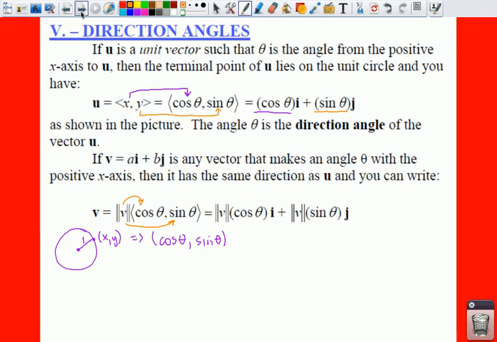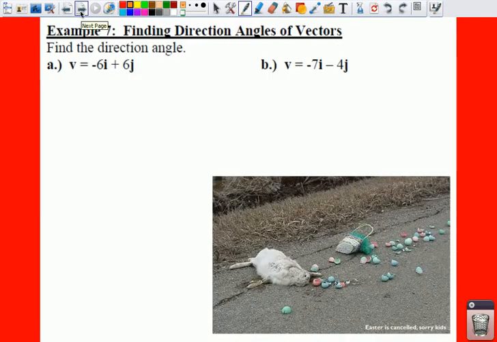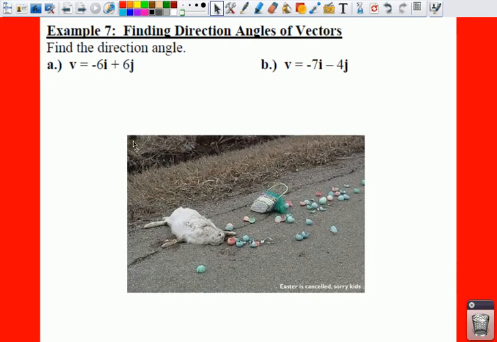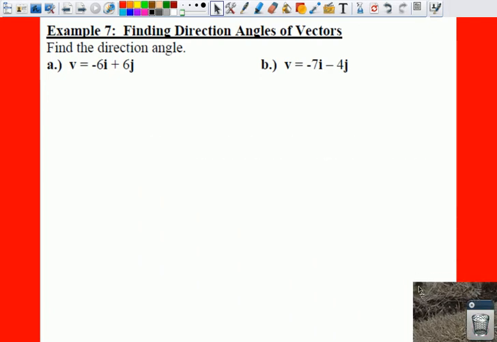So let's look at our first example here with example 7. Look, Easter's canceled. Oh, that's mean. I know. I'm sorry. I shouldn't have said that. I'm sure there's some bunny lovers out there somewhere. Sorry. Okay, just kidding.